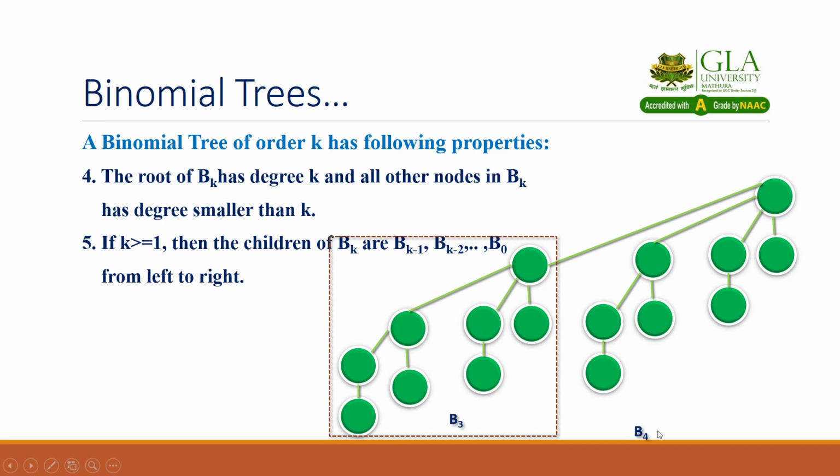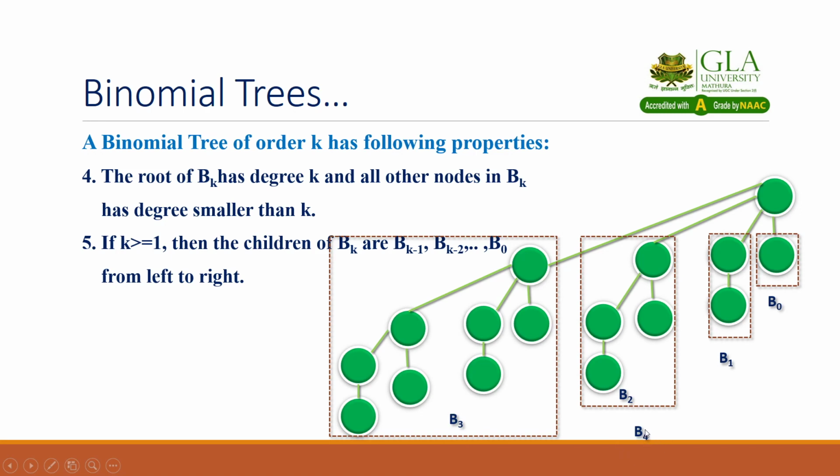Next one, Bk minus 2, 4 minus 2, that will give you B2, so that is 2 to the power 2, 4 nodes. Then 4 minus 3 is 1, 2 to the power 1, that will give you 2 nodes. And then 4 minus 4 is 0, B0 will give you 1 node. And also we can see the fourth property: if we consider the root, the complete tree is of order B4. When we are not considering the root, the other children of B4 have order 3, 2, 1, 0, which is lesser than 4.